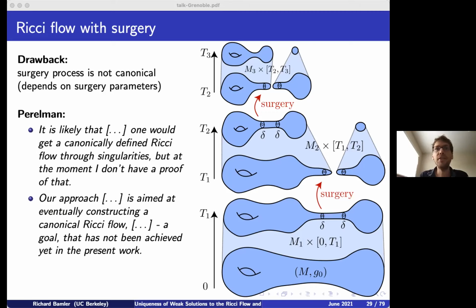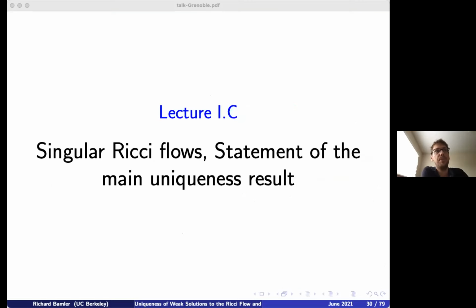Okay, so this concludes my first part, and I'm running a bit behind on time, but let me use the next 5 minutes to give you a brief outlook into the next chapter. What I did previously is I gave you a background on Perelman's work on Ricci flow with surgery, and how this was used in the geometrization and Poincaré conjectures.